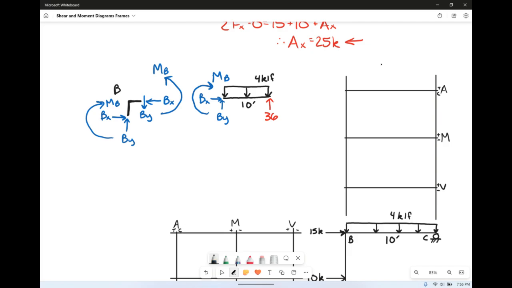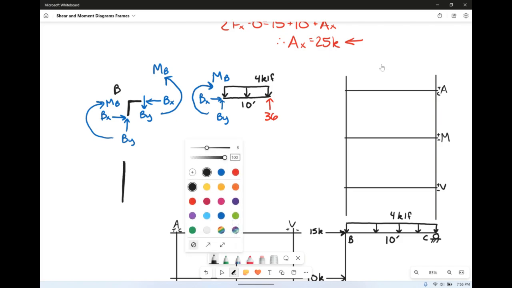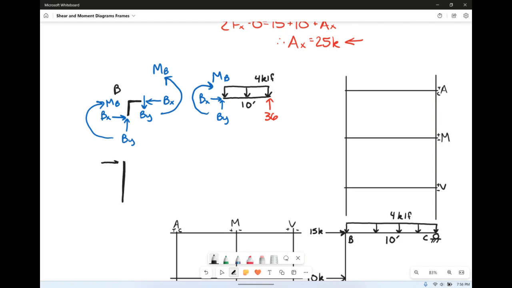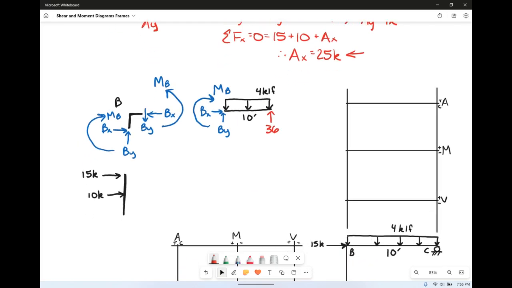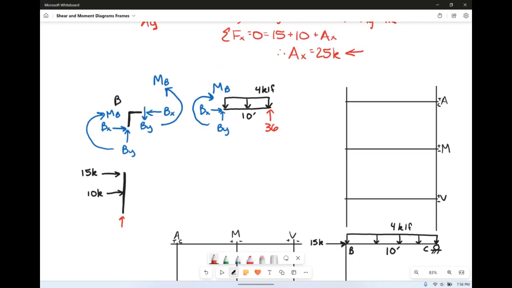Then we have the column. So for our column, this is where we're going to put our 15 kip load. And we have our 10 kip load as well. Then we found Ay and Ax. Ay was 4 kips. We said it was going up, and Ax we said was 25 kips going to the side.